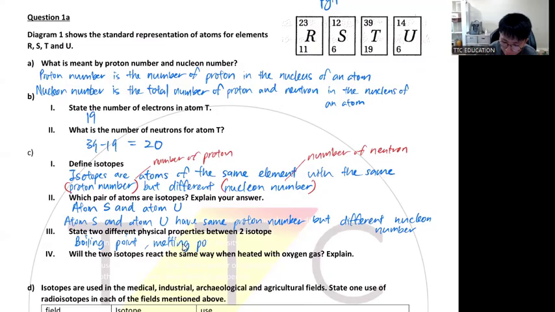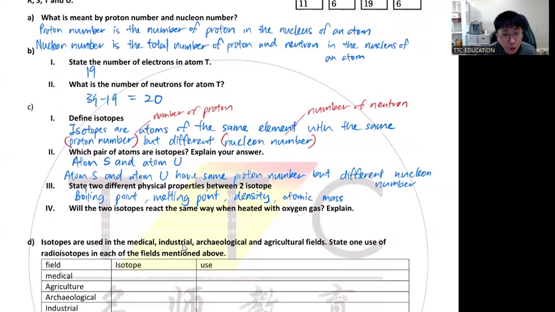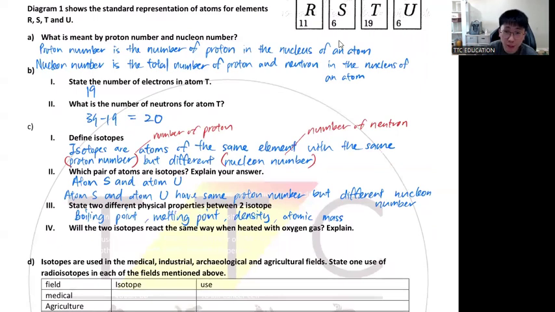But usually some teachers take melting point and boiling point as one answer. So to be safe, you include one more, density. And one more extra one, I give you one, atomic mass. Atomic mass is your molar mass, guys. Basically, when you have higher nucleon number, it means higher atomic mass.